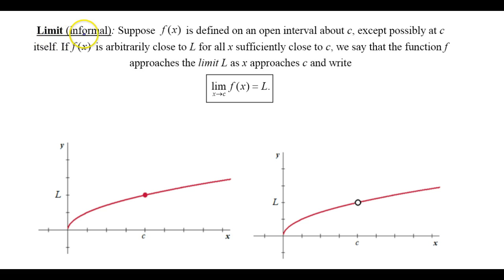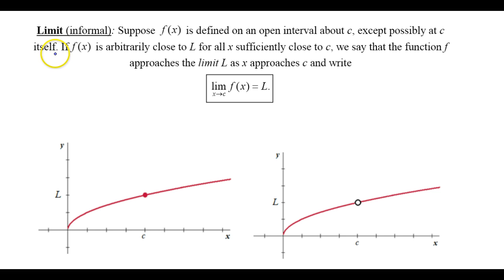Alright, so let's take a look at this informal definition of a limit. And we're actually not going to cover the formal definition of a limit, which involves epsilons and deltas, because it's outside the scope of AP Calculus. So we're going to go through this definition step by step. So suppose f of x, some function, is defined on an open interval about c, except possibly at c itself.